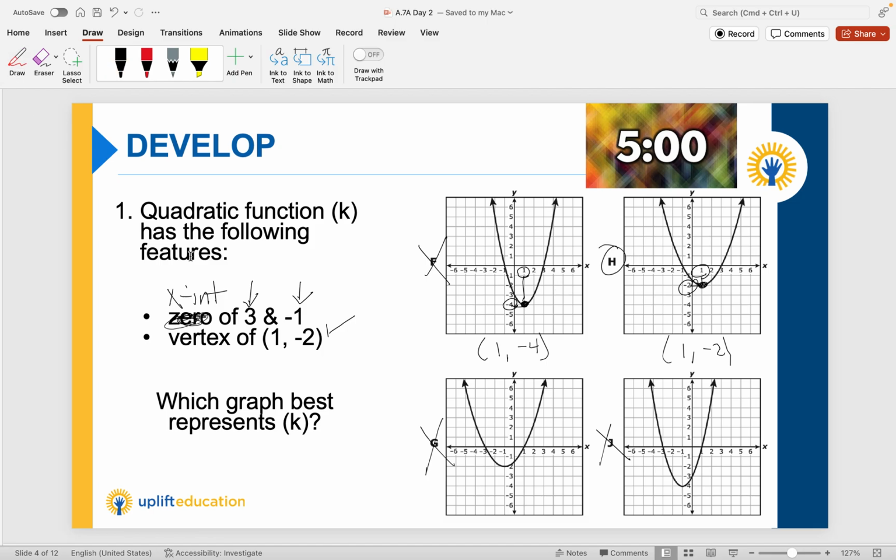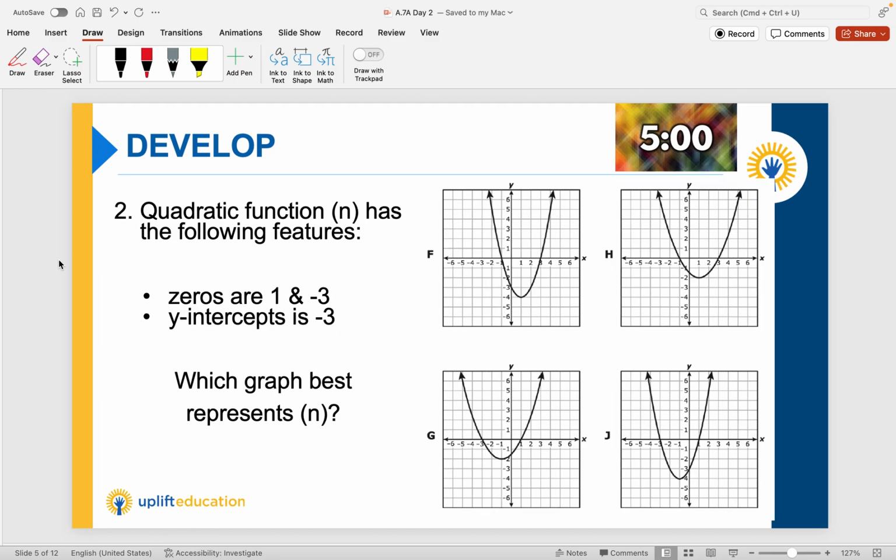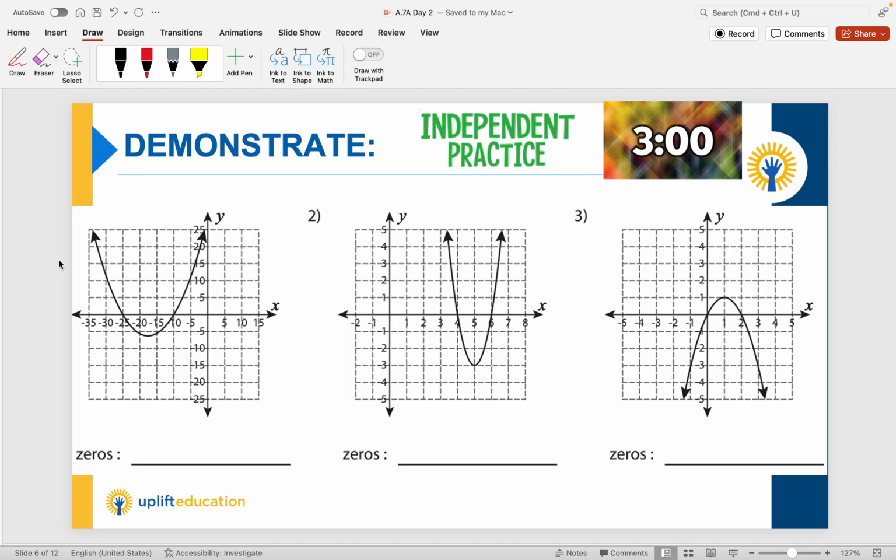So what I did was take the information that they gave me and match it up to the graph that I'm looking for. All right, you're going to do this one on your own. Now I'm going to do one problem from the Demonstrate, and then you are going to do one of the others.